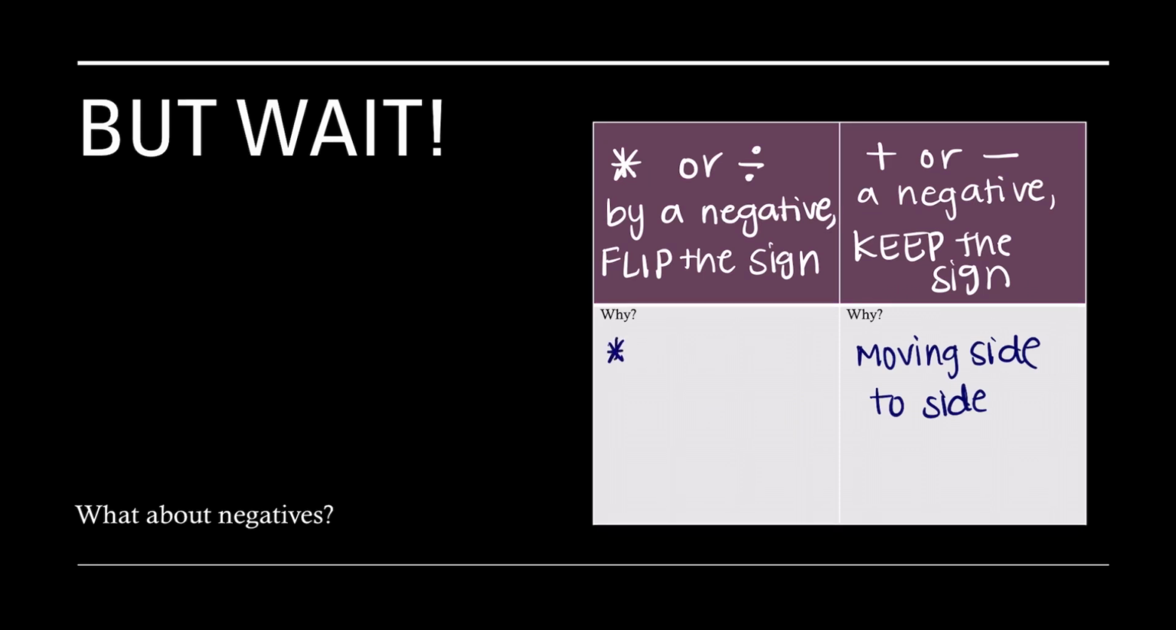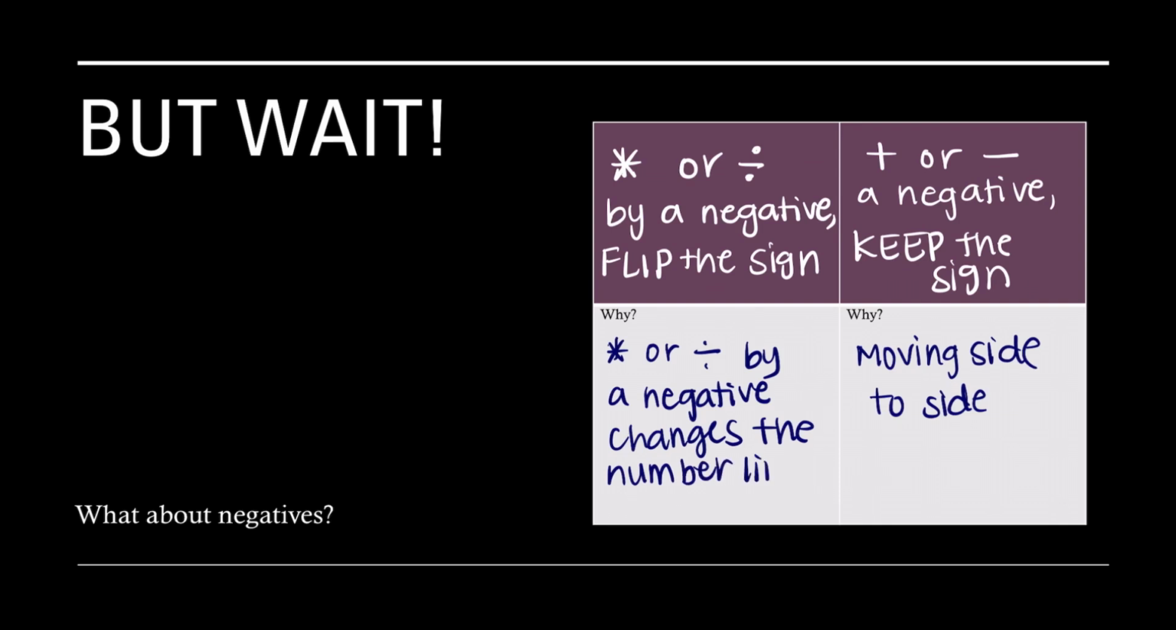So multiplying or dividing by a negative changes the number line direction, basically. And that's why we would flip the sign.